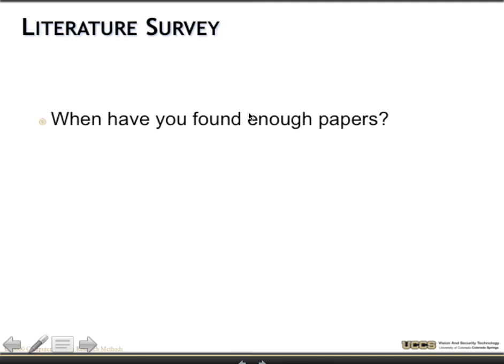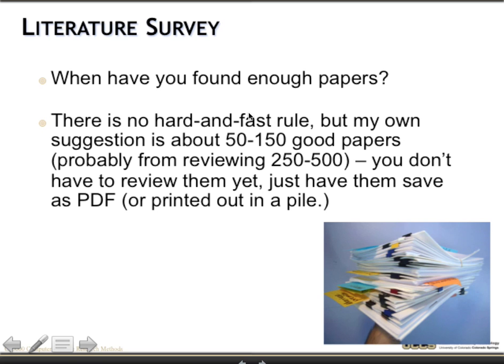A common question I get when people are working on this stuff is, when have you found enough papers? At one level, the answer to me is, well, if you're still doing research, you're still looking for papers. But for a particular literature survey, there's going to be a point where you say, yeah, I found enough. There is no hard and fast rule. My own suggestion is you've got a good survey paper when you have between 50 and 150 good papers. But to get between 50 and 150 good papers, you're probably reviewing between 250 and 500.